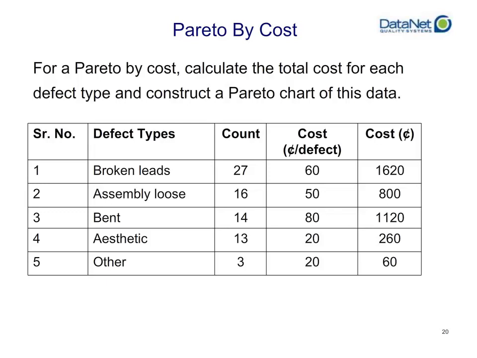And you would do this for each step. Assembly loose, 16 times 50 is 800 or $8. Bent pencils cost you $11.20. In this case, bent pencils are obviously a more costly problem than just having a loose eraser assembly. And then you have aesthetic problems totaling $2.60 and other problems causing just 60 cents.